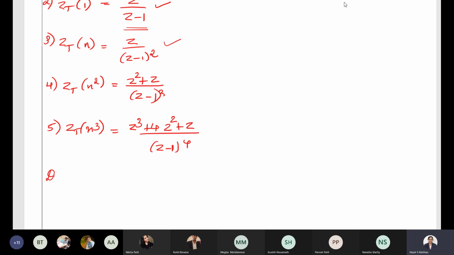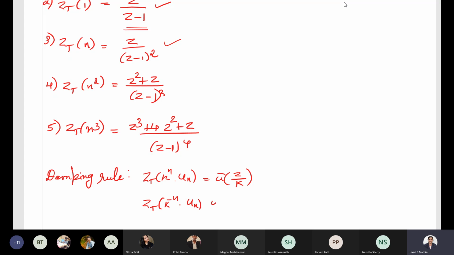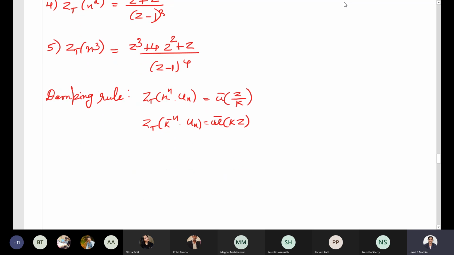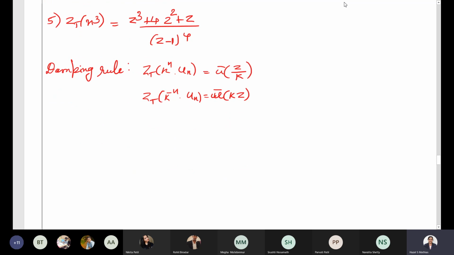Then also we need to remember this damping rule. What is the damping rule? Z transform of k power n into u n equals u bar of z by k. Z transform of k power minus n into u n is nothing but u bar of k z. So these are the damping rule, and using this damping rule we have proved some things.